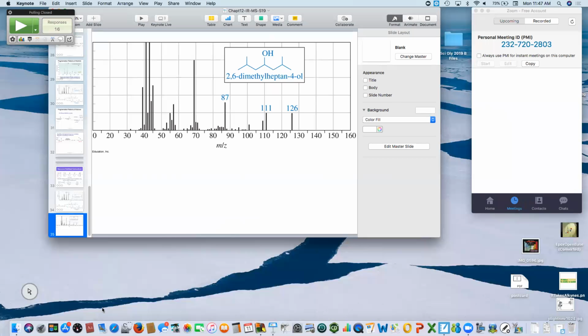I don't know if Jay-Z is going to do any in lab with you or not. We do have several mass specs downstairs.